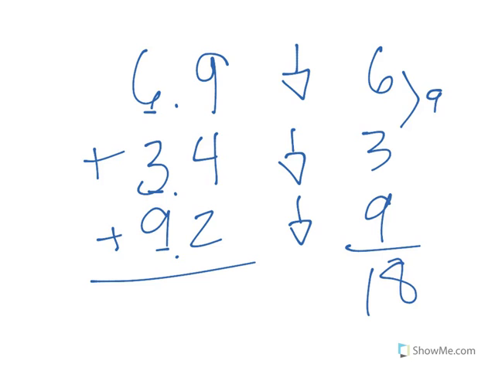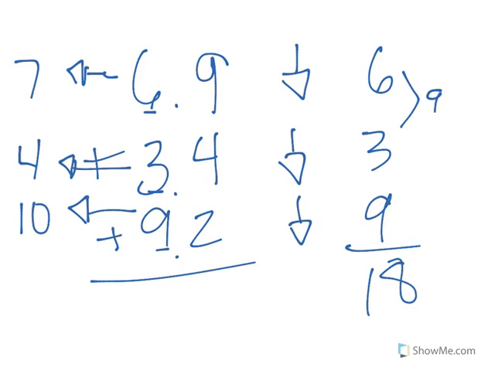Now the opposite of that is if we rounded all of them up. If we rounded 6.9 up, we'd round it up to 7. 3.4 we round up to 4. 9.2 we round up to 10. And we know that since we're rounding up, all of our numbers are bigger than their original numbers, like 7 is bigger than 6.9. So we know that our answer has to be higher than the real answer.